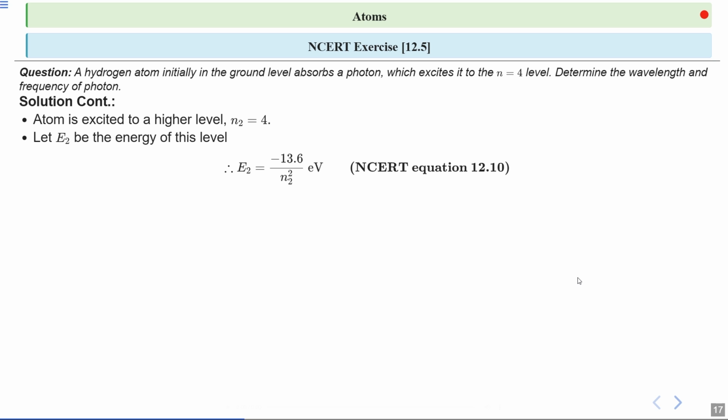Therefore, E2 equals minus 13.6 upon n2 squared electron volt, according to NCERT equation 12.10. Let's substitute n2 equal to 4 into the formula. So E2 equals minus 13.6 divided by 4 squared, which is 16, which gives us minus 0.85 electron volt. This means that when the electron is in the 4th energy level, the energy is minus 13.6 upon 16 electron volts. Notice how the energy becomes less negative as n increases, showing the electron is less tightly bound.